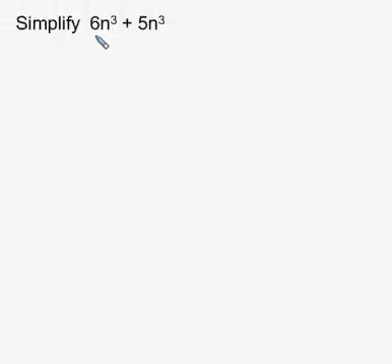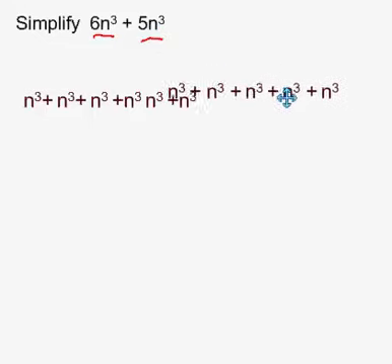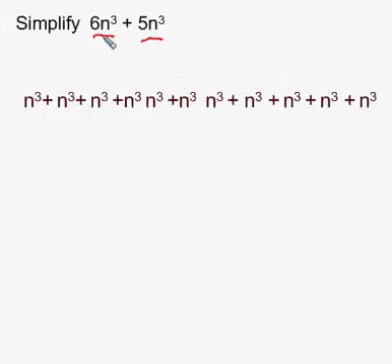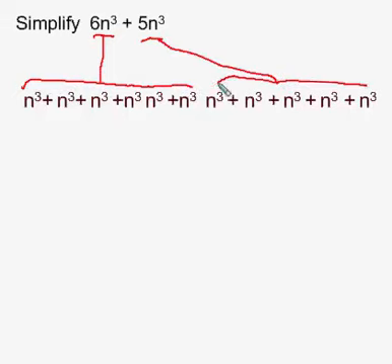So when you see 6 times n cubed, you may think of that as you have 6 n cubes all being added together. Then a similar argument can be made that 5 times n cubed means that you have 5 n cubes added together. So I'm going to bring in 5 more n cubes. So think of this 6n cubed is sitting right here. 5n cubed is sitting right here. And the operator between these two terms is addition. So I'm going to put addition in here.